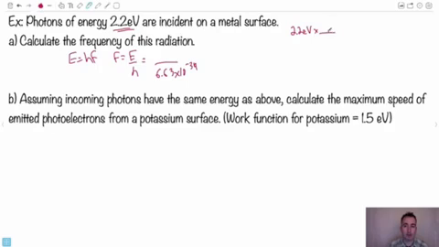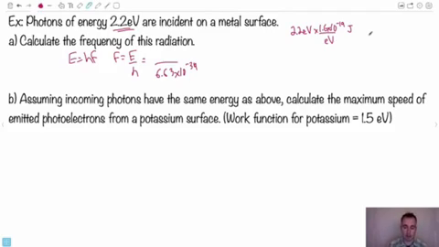Remember, we can do this little fraction trick. I need something with eV on the bottom in order to cancel out those top eV, and I know that there's 1.6 times 10 to the minus 19 joules in an eV. Remember where that came from? 1 eV is the charge of an electron times 1 volt, and the charge of an electron is 1.6 times 10 to the minus 19 coulombs, and a coulomb times a volt turns out to be a joule.